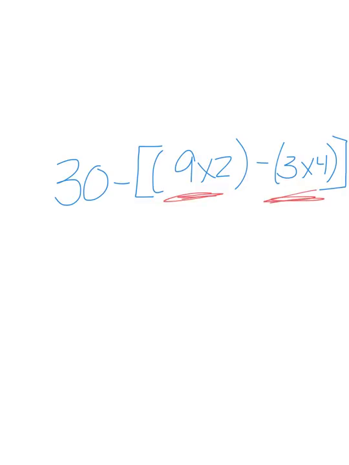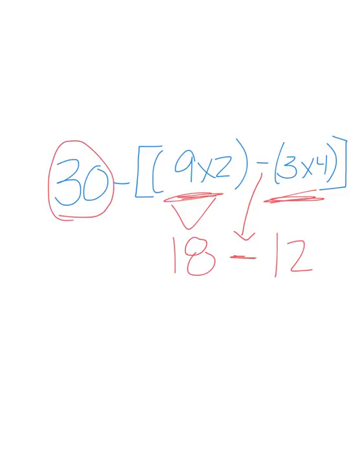Now, I do what is inside my brackets first, and starting with my parentheses. So what is inside these parentheses? I know 9 times 2 is 18. I also know that 3 times 4 is 12. Now, this subtraction symbol comes straight down, so we are still subtracting. Now, before I start worrying about this 30, I need to remember that this is technically still inside my brackets. So I need to handle this first.